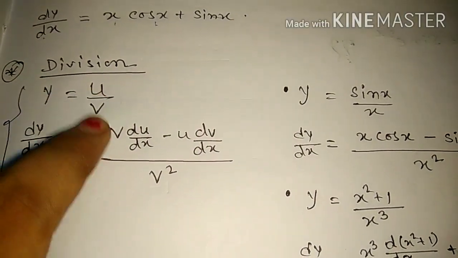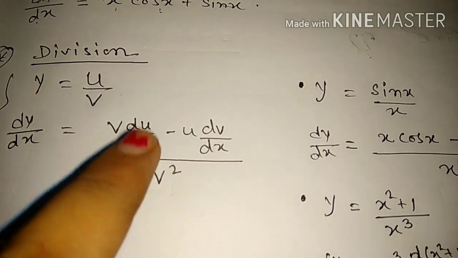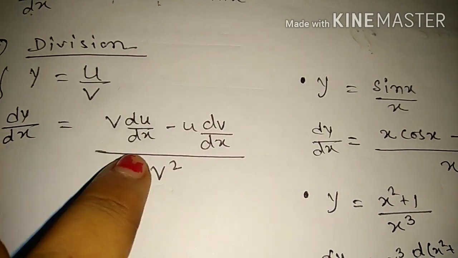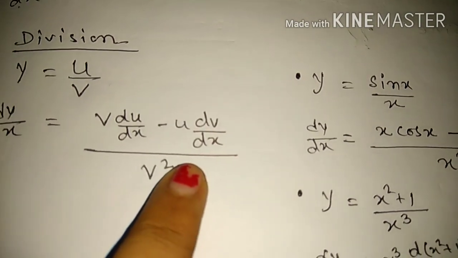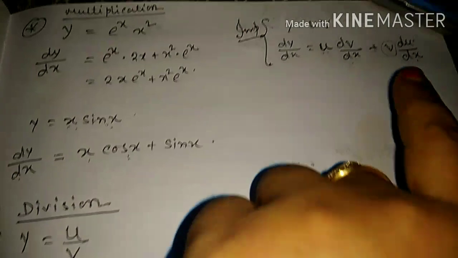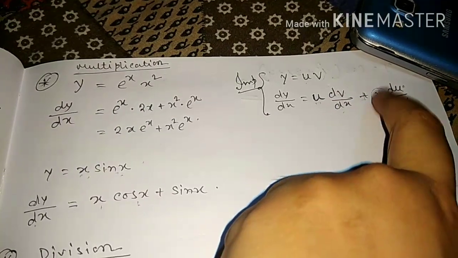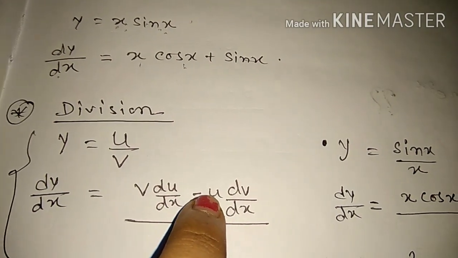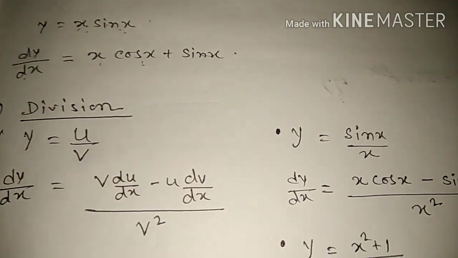Now the division rule: y equals u by v. It is a little bit difficult, but if you keep this formula in your mind, then it is very easy. dy by dx equals first the term at the bottom squared, that is v square, and above it, v into du by dx, just the opposite of the multiplication rule. Here the first term's derivative comes with a minus, so v into du by dx minus u into dv by dx.